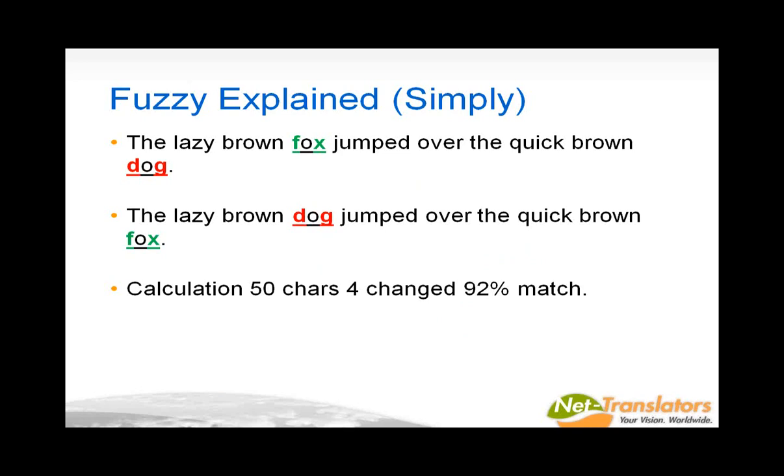So in the example of "the lazy brown fox jumped over the quick brown dog," we see that there are 50 characters, including spaces. If we interchange dog and fox, we notice that 4 of the characters have changed, and this would be in a category of 85 to 94%. And I mentioned 4 characters because, as you can see, the O does not change.